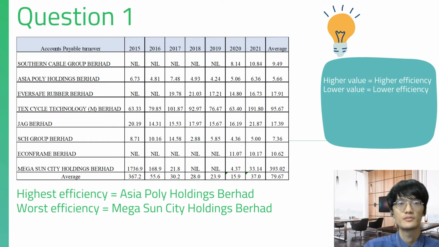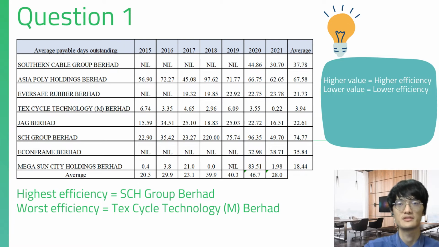So furthermore, we have the average payable days. This accounting ratio is used to determine the average days required for the company to settle its accounts payable. So average payable days outstanding has a negative relationship with the accounts payable turnover, whereby when average payable days outstanding is recorded at low figures, the accounts payable turnover will be recorded at higher figures. So the company that has the highest accounts payable turnover is SCH Group Berhad, which recorded 74.77, while the lowest accounts payable turnover is TechCycle Technology Berhad, which recorded 0.22.